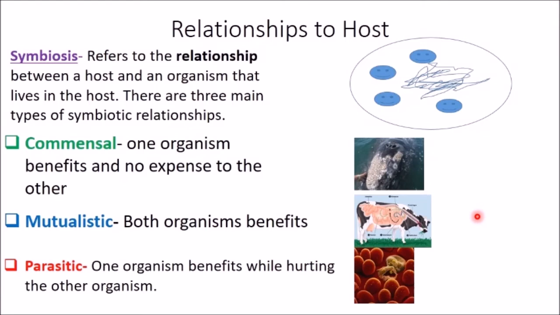And then there's parasitic, where one organism benefits while hurting the other organism. In this case, this is malaria infecting red blood cells. They infect the red blood cell, they replicate, and then they kill the red blood cell, unfortunately. And so that's a parasitic relationship. One organism benefits while hurting the other organism. And again, symbiosis refers to the relationship between a host and an organism that lives in the host.